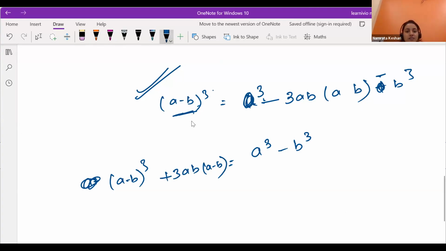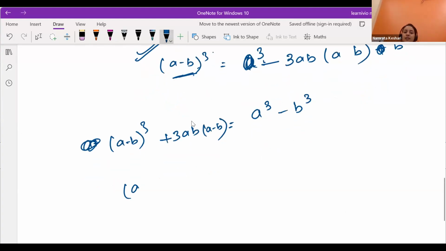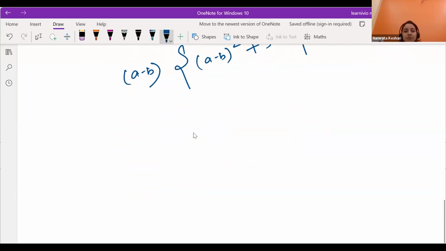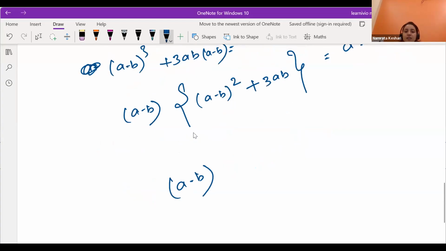Is it clear? Yes, ma'am. And from here, if you will take a minus b common, you will be left with a minus b whole square plus 3ab. Yes or no? And you will be left with a minus b in one bracket and in another bracket, ध्यान से देखो हमें a square मिलेगा प्लस बी स्क्वायर भी ऑफ कोर्स मिलेगा और माइनस 2ab मिलेगा जो कि 3ab के साथ अब्सॉर्ब होके ओनली प्लस ab क्रिएट करेगा. आया ना?